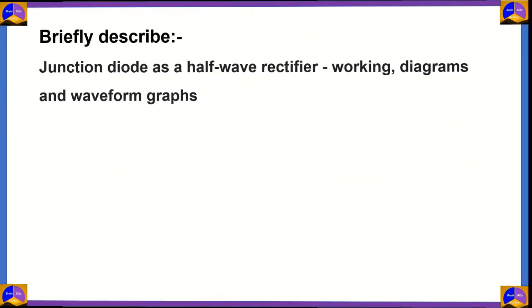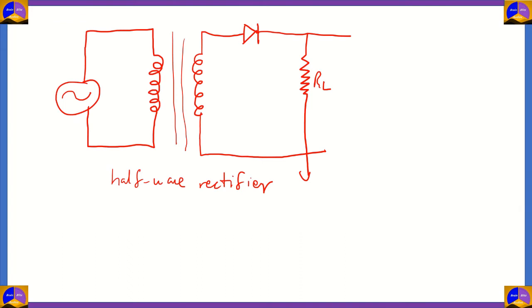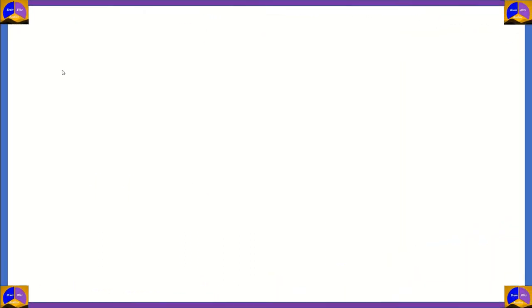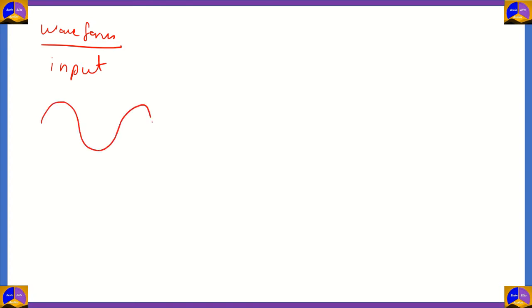Next, let's look at the waveform graphs of a half wave rectifier. So when we're looking at waveform graphs, what you can see is that the input is a pure AC current. AC voltage is the input given to the half wave rectifier. And the top half, the crest, is at Vmax, and the trough is at minus Vmax. So that is the AC input.